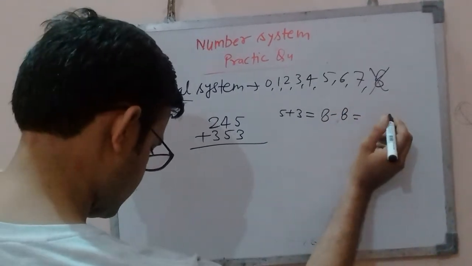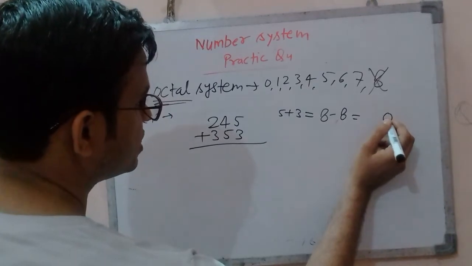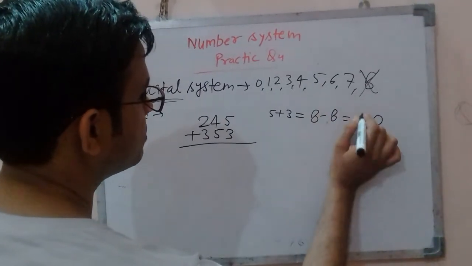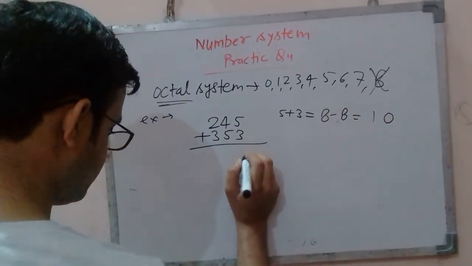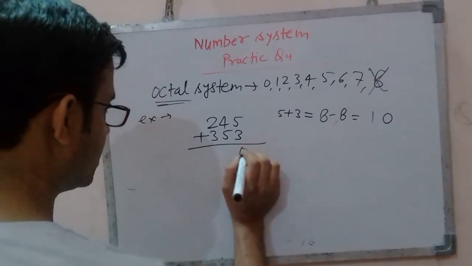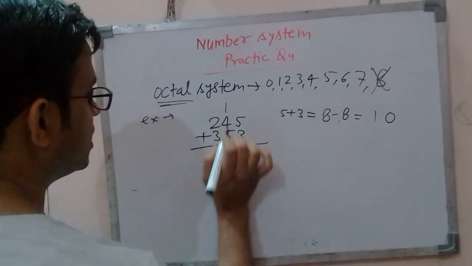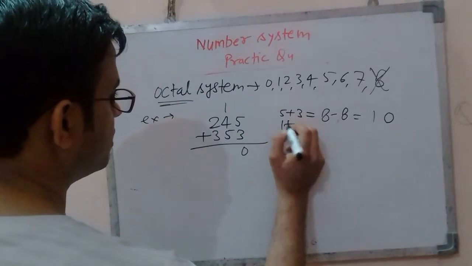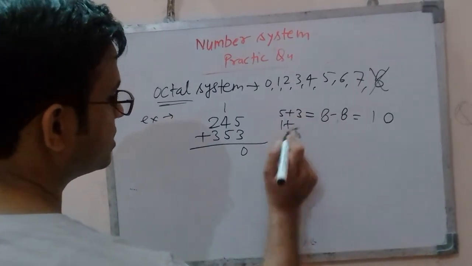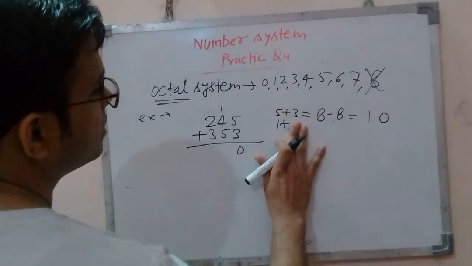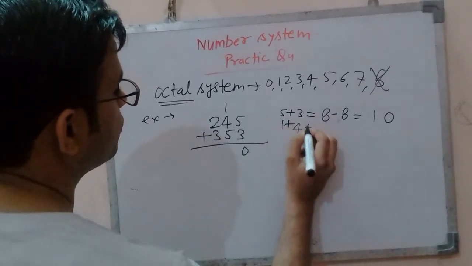So what is the sum? Sum is 0, and since the number exceeds 7, that means 1 carry. So the summation is 0 and 1 carry, like this. Now add 1 plus 4 plus 5.